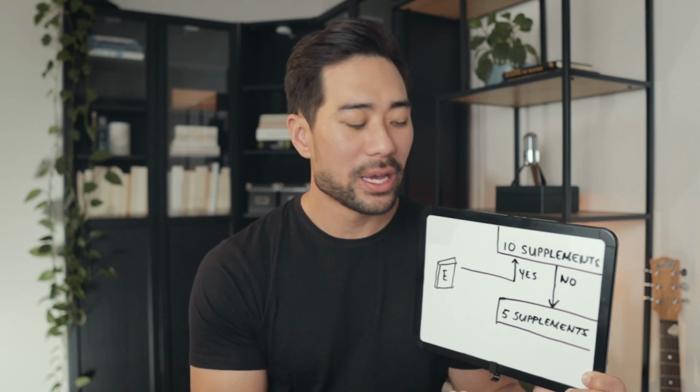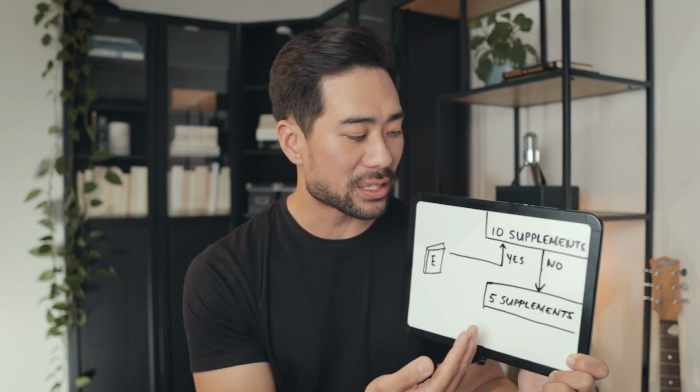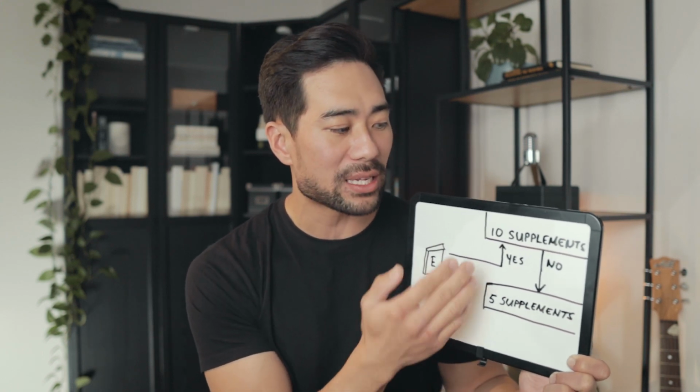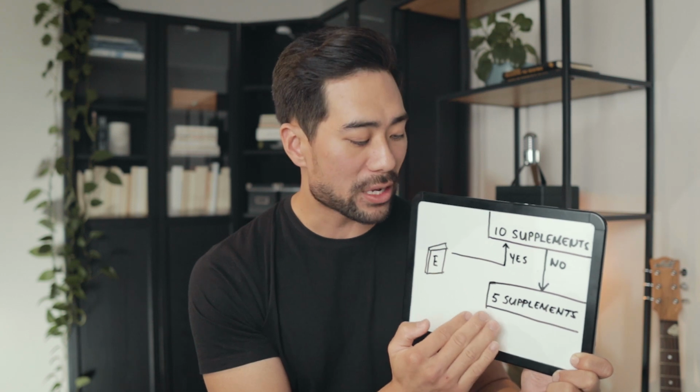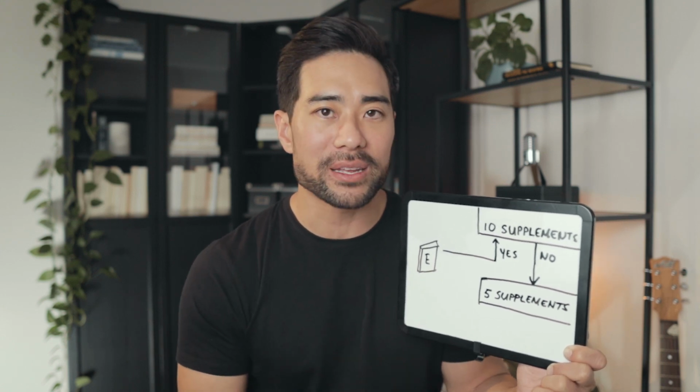Now, if they say no to that upgrade offer, then you can present them with the 5 supplements offer. So you could name this gold, and then this could be called the silver package. So gold and silver, you can come up with whatever names you want. But that's the simple sales funnel that you can follow.